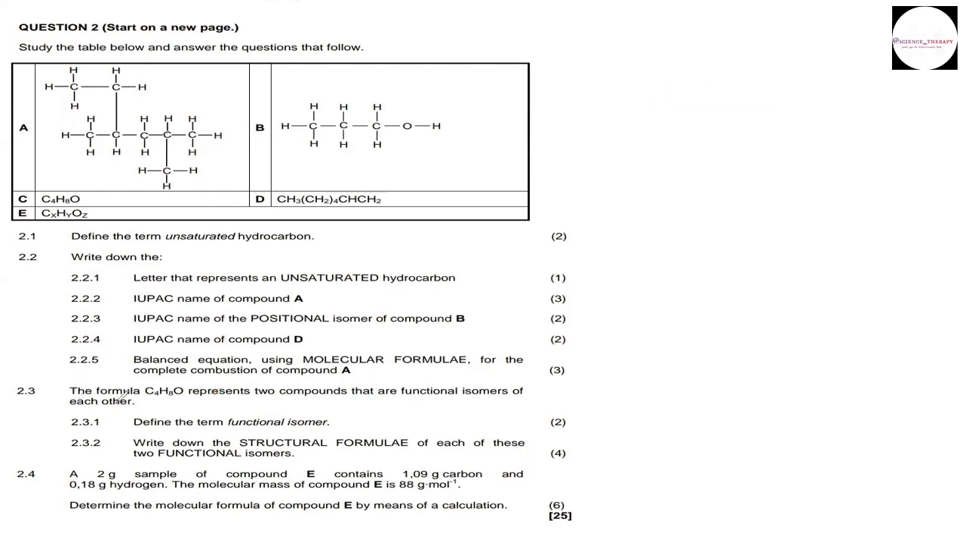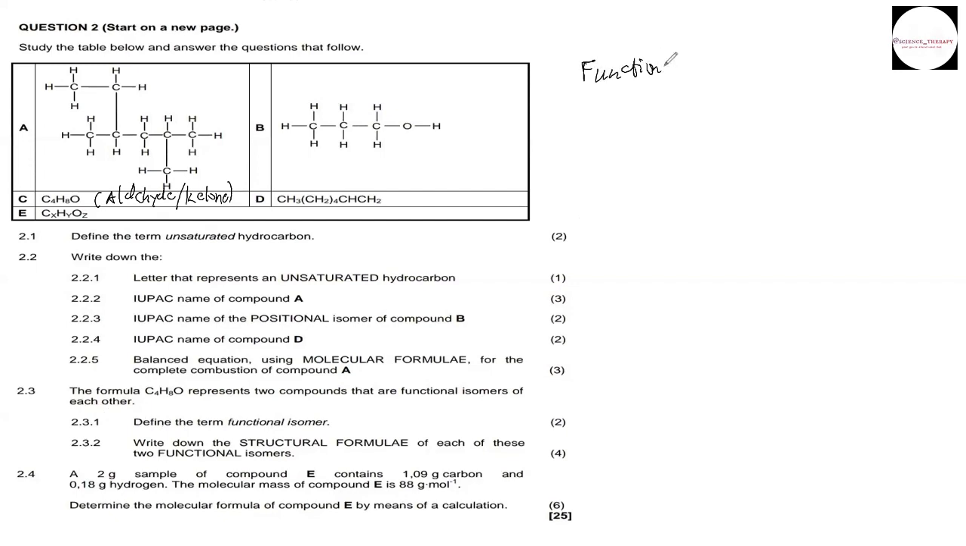We have 2.3. It says the formula C4H8O represents 2 compounds that are functional isomers of each other, right? So remember, when analyzing, we said this can either be an aldehyde or what? Or a ketone, right? And then 2.3.1 says define the term functional isomer. What is a functional isomer?